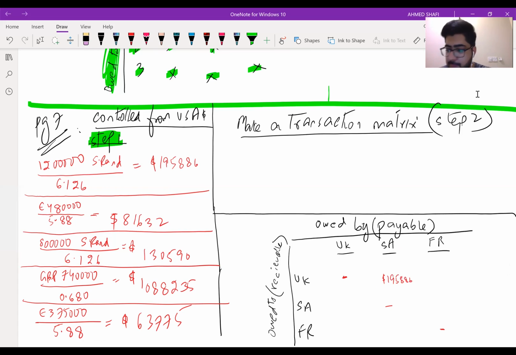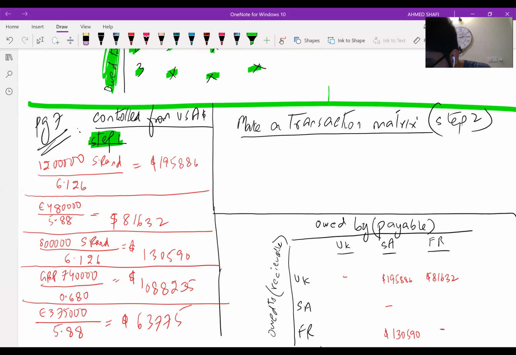Move towards the second transaction. Receivable is UK, payable is France. So receivable is UK, select UK, and payable is France. UK and France intersection. The transaction in dollars is 81,632. The third transaction. Receivable is France, payable is South Africa. So receivable France here, payable South Africa here. At the intersection of South Africa and France, what is the amount? 130,590.